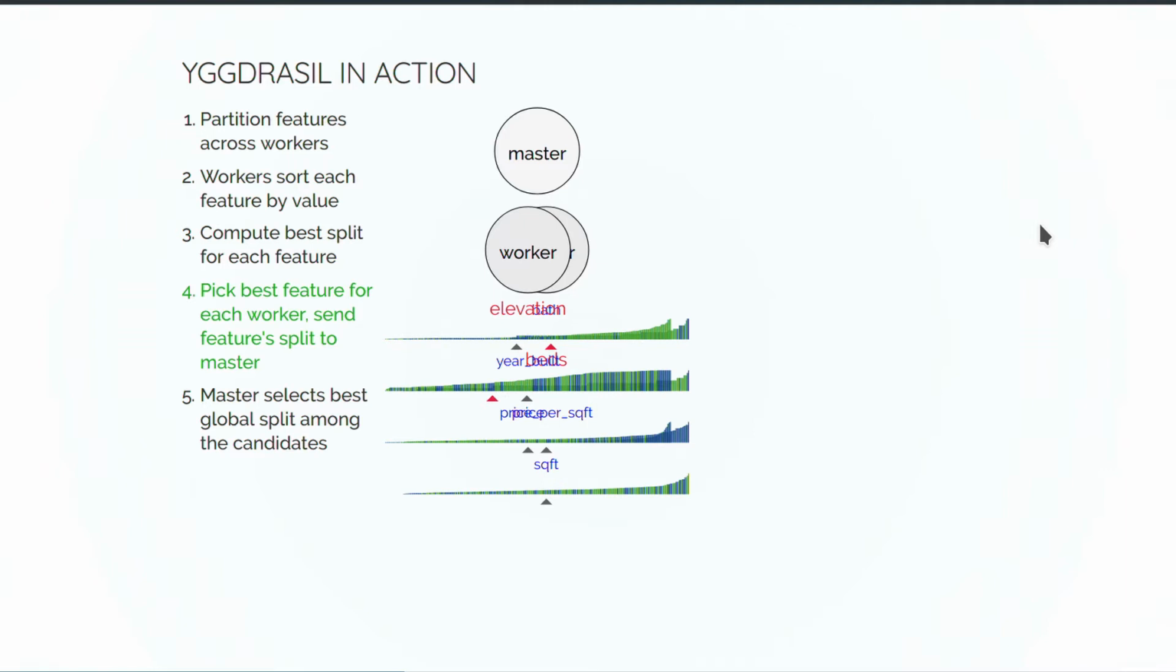You send that back to the master. And then the master selects from amongst all of the responses returned by the workers the single best feature to split on for this iteration of the algorithm.